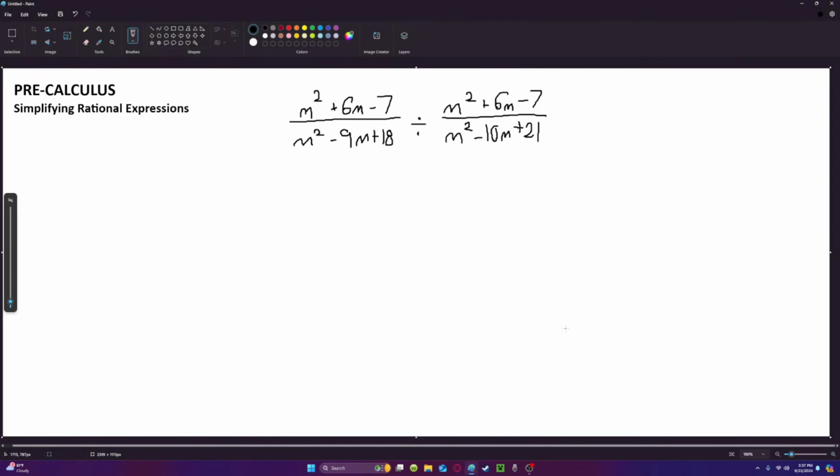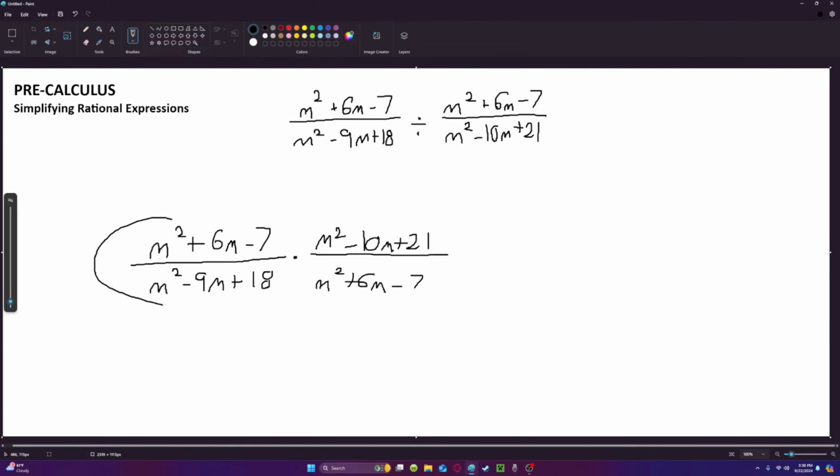Getting into a bit more complicated stuff, we have this amalgamation, which looks scary at first, but let's break it down. We have this division sign, which means that we can keep, change, flip. You keep this the way it is, you change this to a multiplication sign, and then you flip the denominator. I'm going to cut to what that looks like right now.